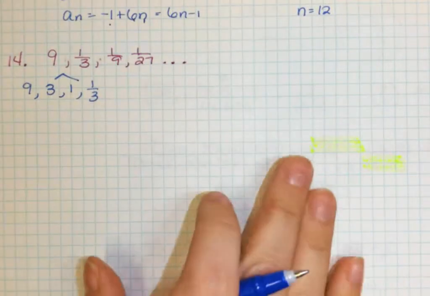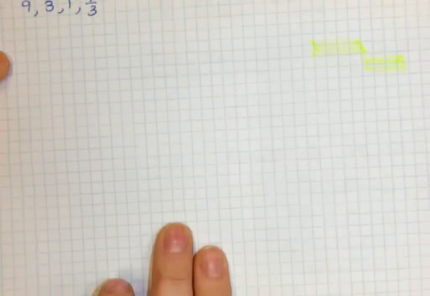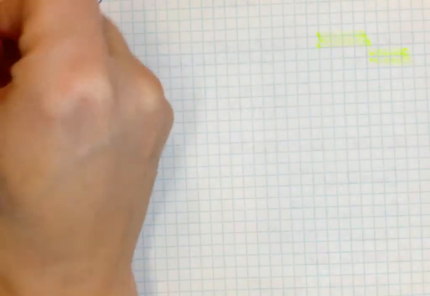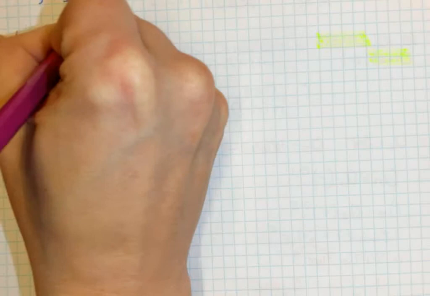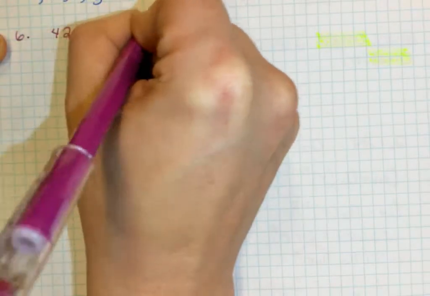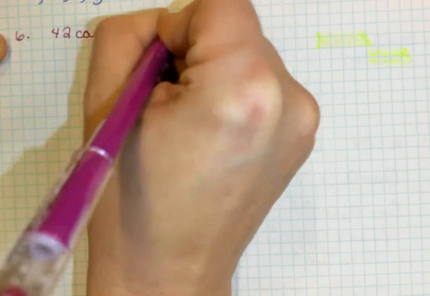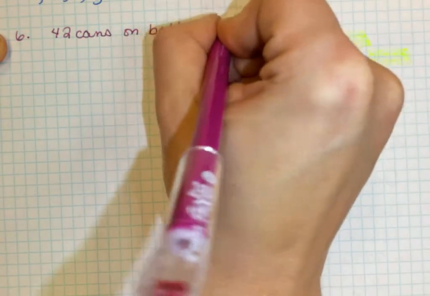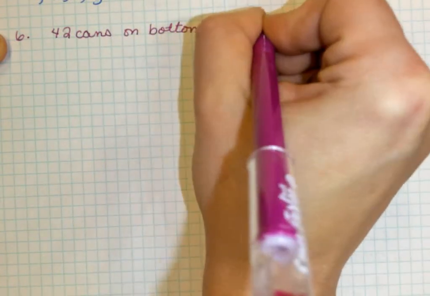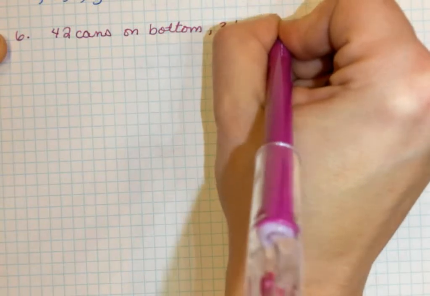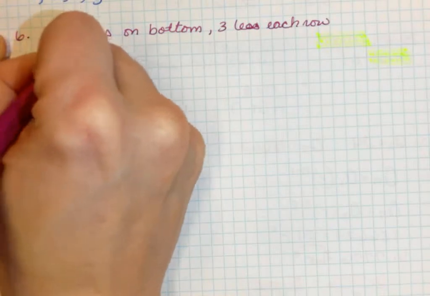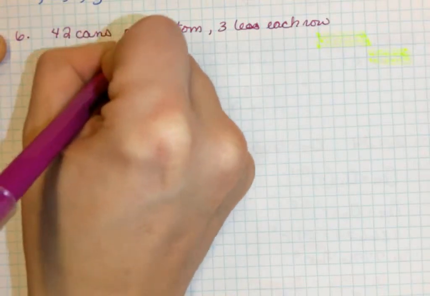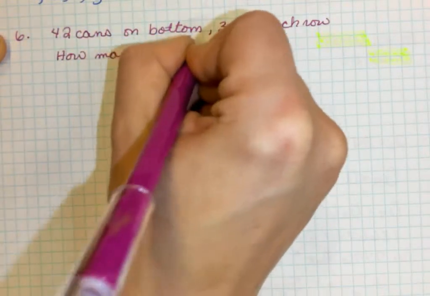Number 6. I love these problems. Number 6 says there's a pyramid of cans that has 42 cans on the bottom and 3 less each row. We want to know how many cans are in the 12th row.